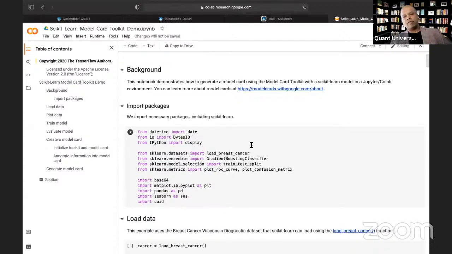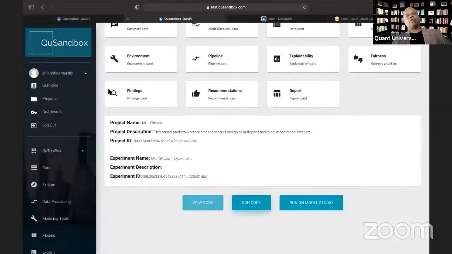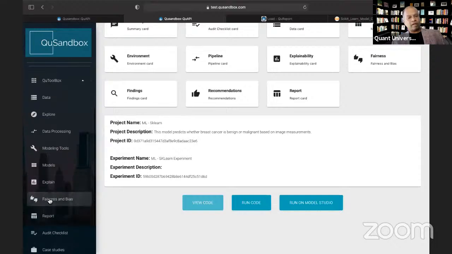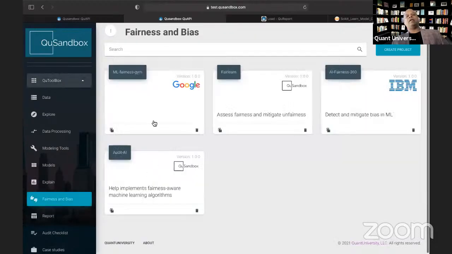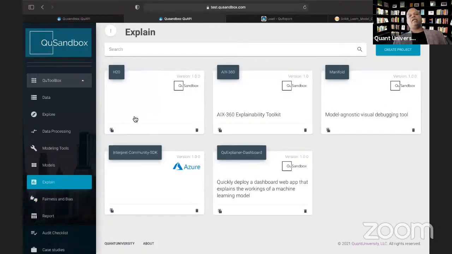So we looked at a couple of different frameworks. IBM has some frameworks in the context of explainability and fairness, and then Google has ML Fairness Gym, and then Pymetrics has a package called Audit AI, and then there's Fairlearn for fairness and bias. For explainability, H2O has a framework, AIX360 is an available framework, there's a framework called Manifold, and there's also the Interpret community framework. So you see a lot of different frameworks available out there, so you don't have to reinvent the wheel when you're trying to build out.